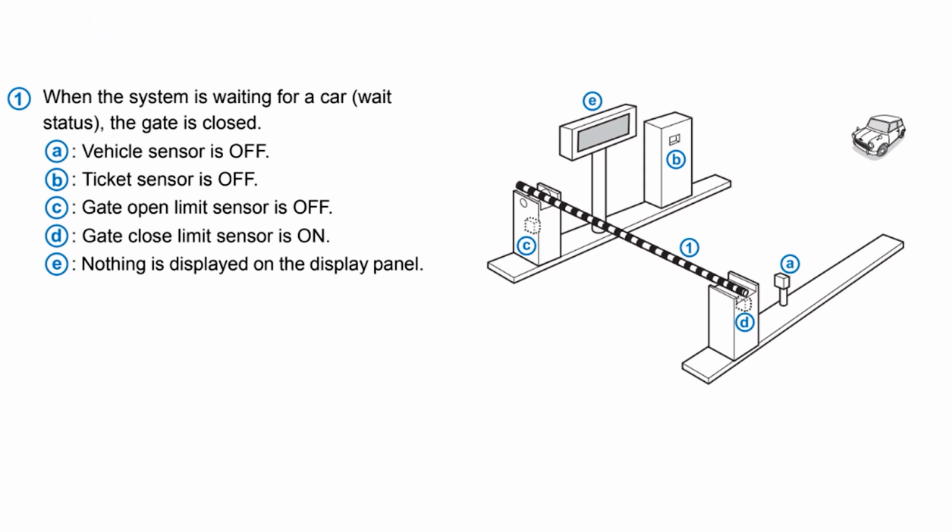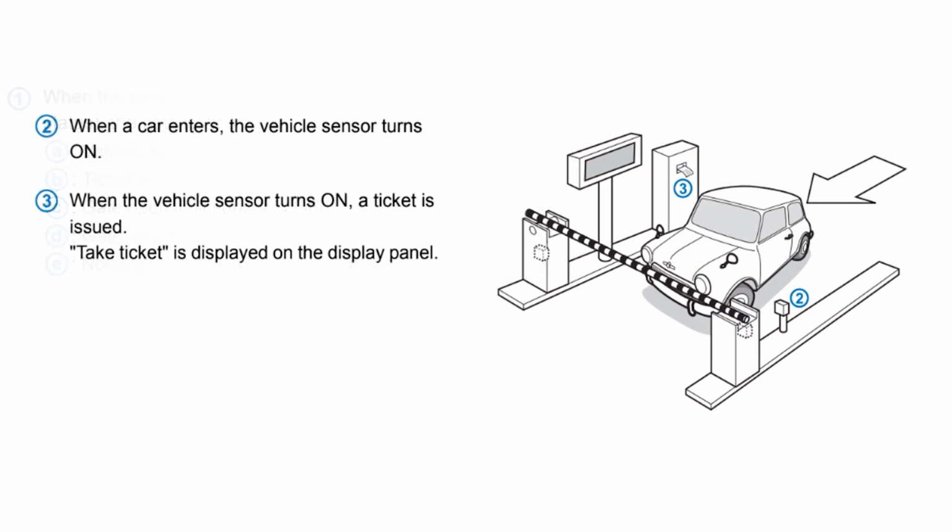When the system is waiting for a car, the gate is closed, the vehicle sensor is off, the ticket sensor is off, the gate open sensor is off, the gate closed sensor is on and nothing is displayed. It should serve as an initial step in our graph. As a car approaches, the vehicle sensor signal changes to true, and a ticket printing is initiated. On the display, take the ticket is displayed.